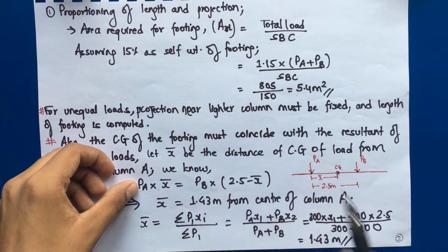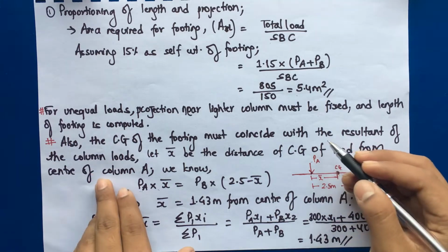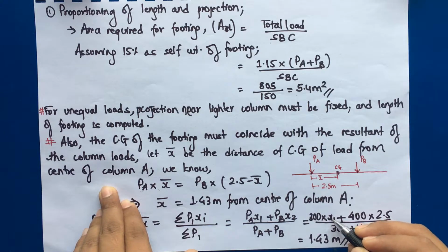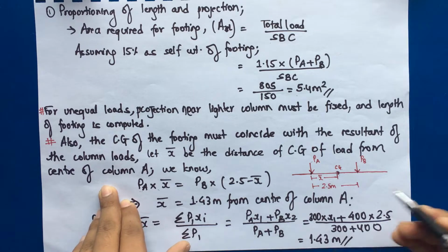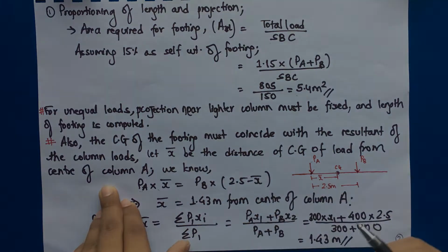Or we can use this concept to find the center of gravity, the resultant x bar, as summation of Pi xi by summation of Pi. So PA into x1 plus PB into x2, divided by PA plus PB. We are taking the point from the center of column A, so x1 will be 0, x2 will be 2.5, and you can substitute PA plus PB. Then we get 1.43, so this is the same, but you can do it either way.